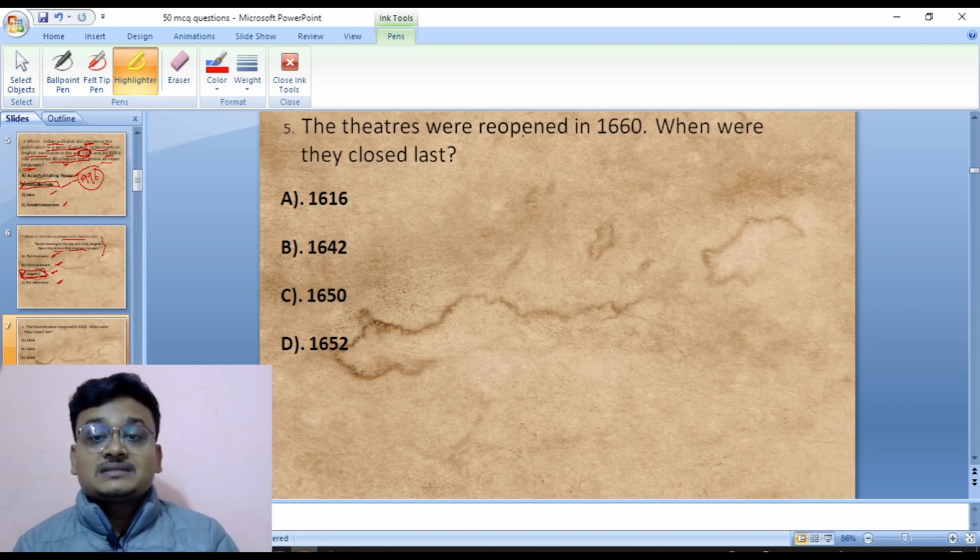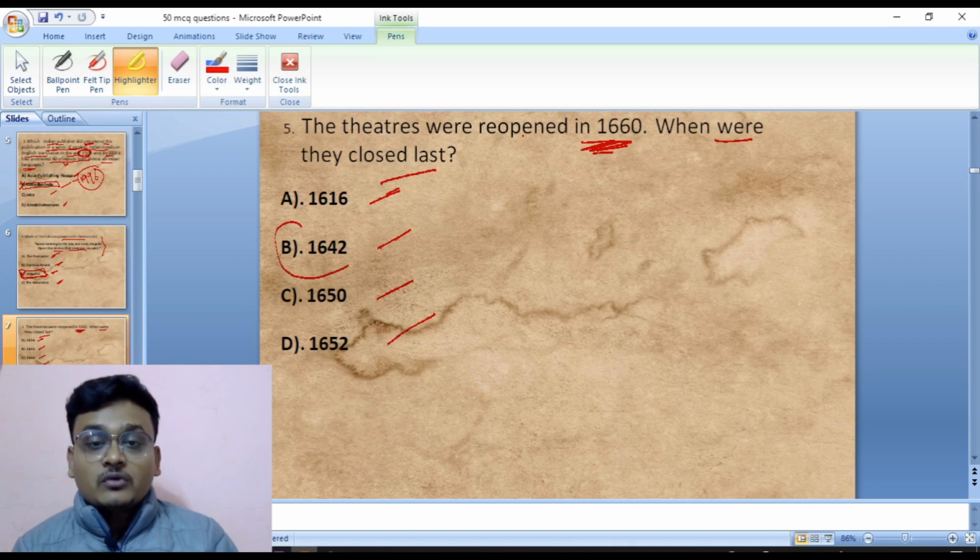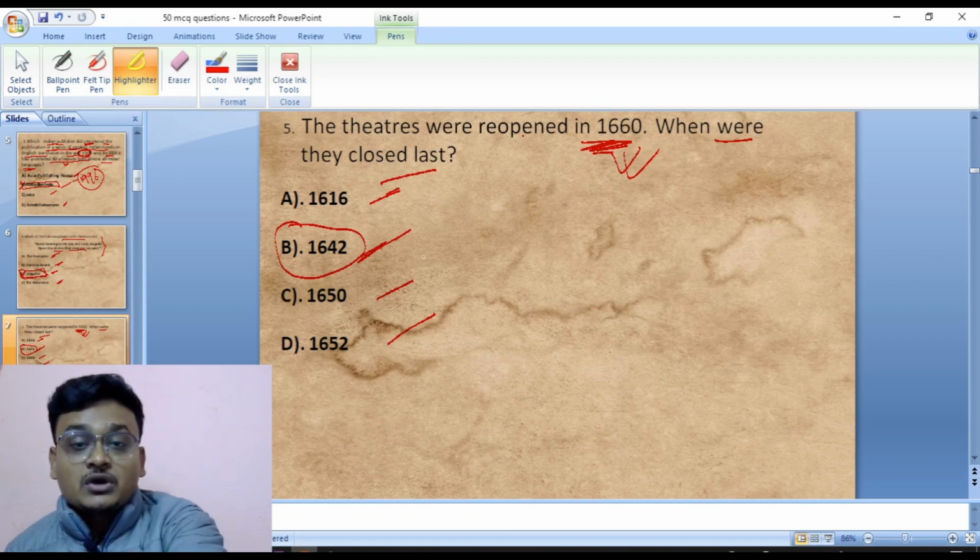The theaters were reopened in 1660. When were they closed last? Options are 1666, 1642, 1650, 1652. It is very easy: the theatre was first closed in the year 1642, and when the Restoration took place in 1660, it was opened in 1660. So option B, that the theatre was closed in the year 1642, is the right answer.